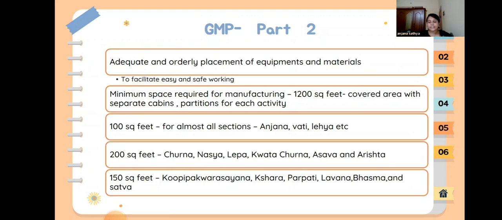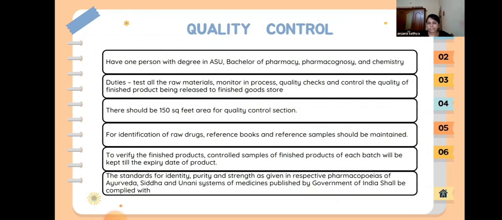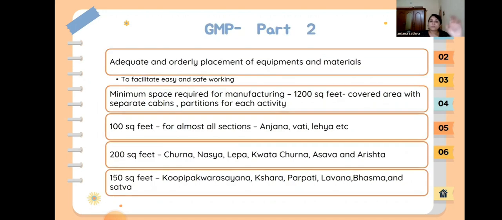And so these are part 1 of GMP, good manufacturing practices. Coming to part 2, there you can find the minimum space required for each and every process. Adequate and orderly placement of equipment and materials has to be done. The list of equipment and machinery that has to be there in the pharmacy, you can find in part 2.